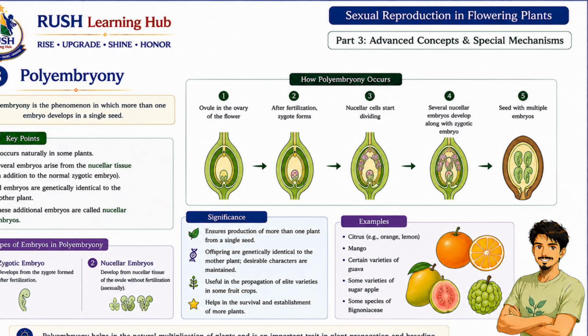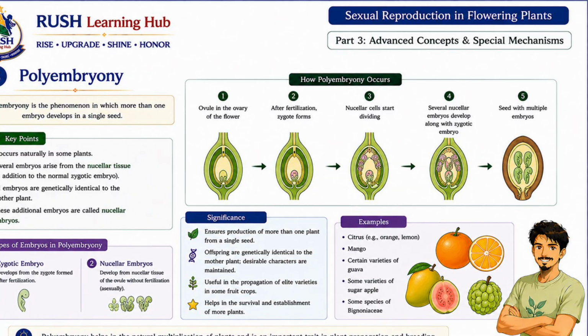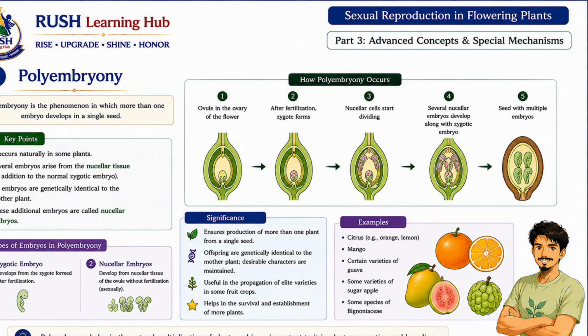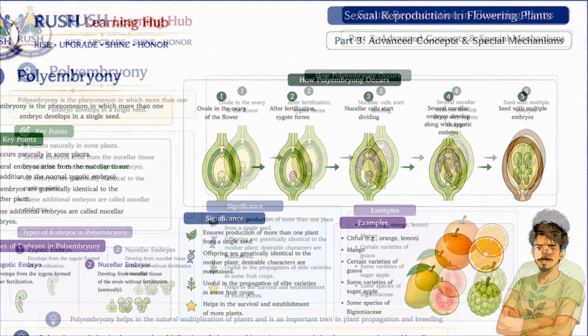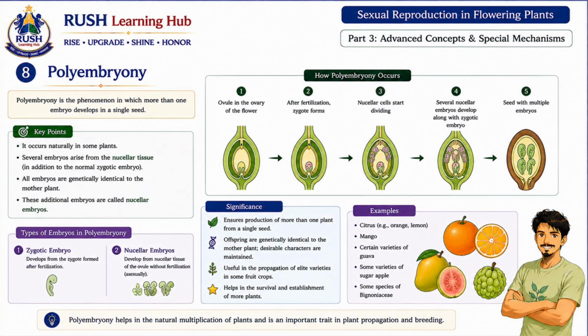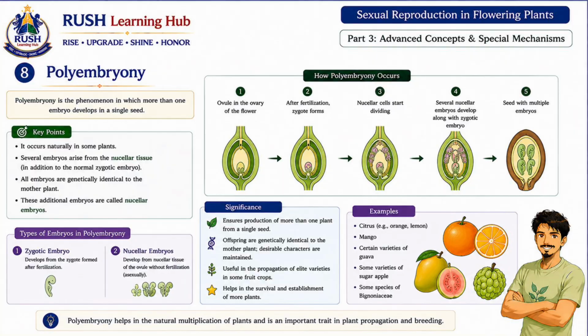Examples. NCERT commonly mentions citrus species, such as oranges and lemons, as classic examples of polyembryony. Polyembryony is also observed in mango and certain other fruit crops. These plants often produce multiple seedlings from a single seed.